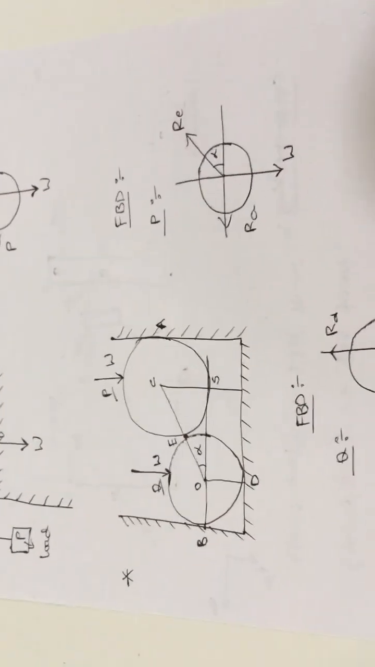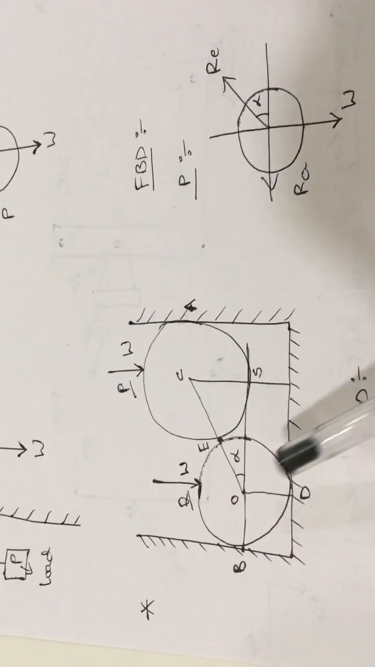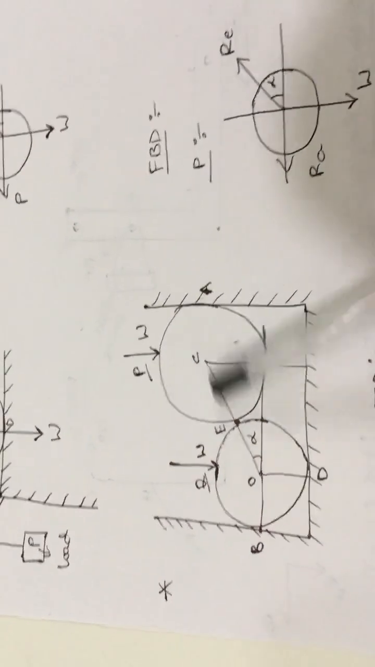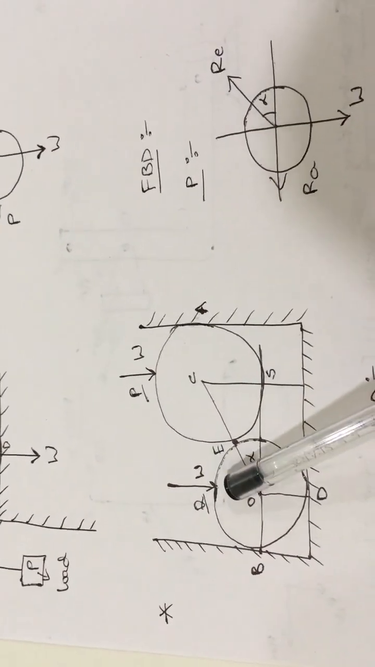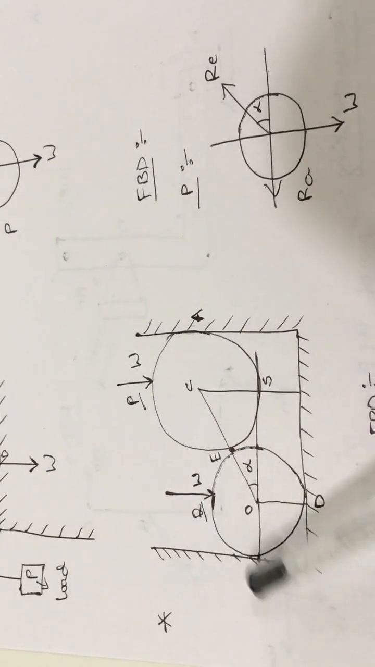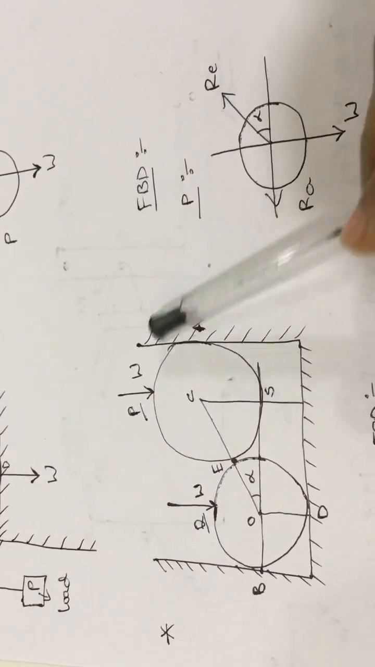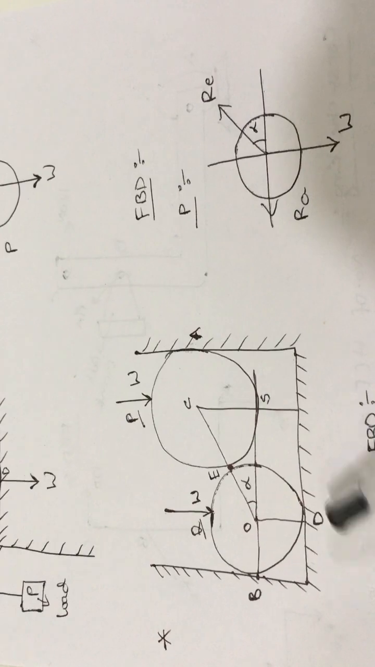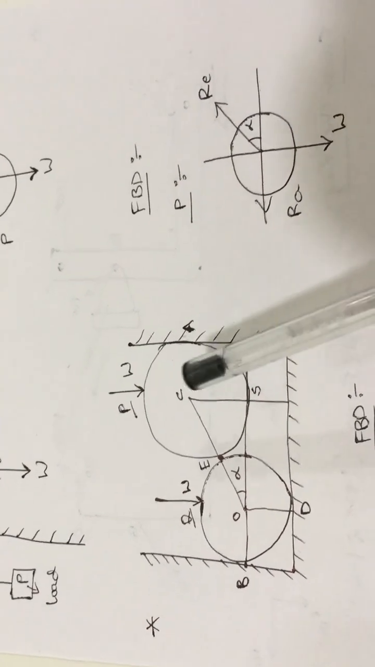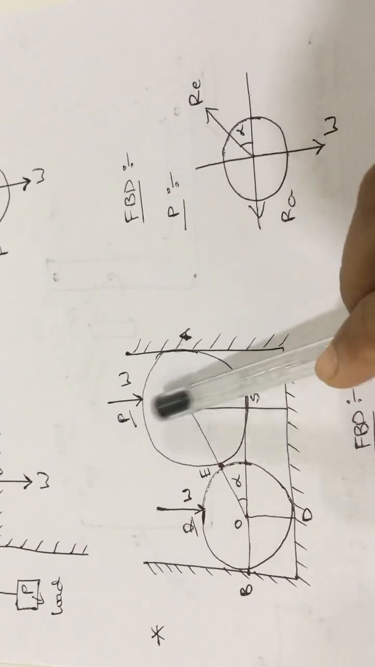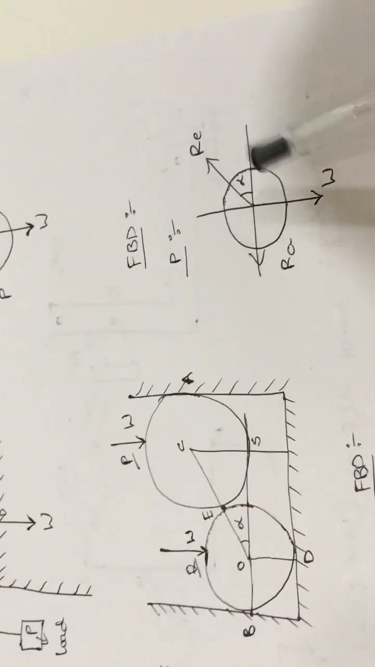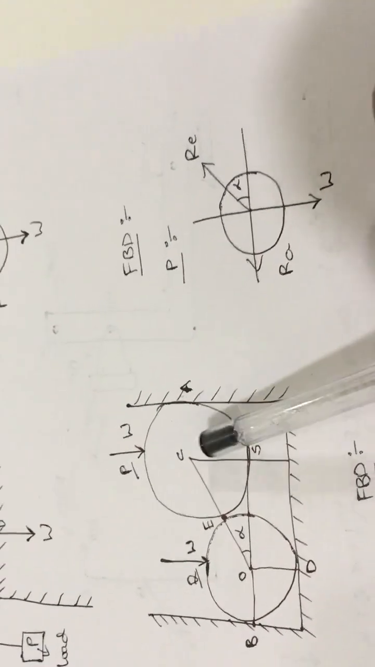Next, coming to this diagram, here two rollers are there, two balls are there. P is the first one and Q is the second one. Here completely this groove is nothing but a fixed support only, and we should draw the free body diagram for the P ball separately and the Q ball separately. First of all, we will see the free body diagram for the P ball.